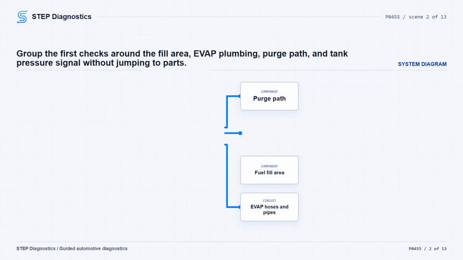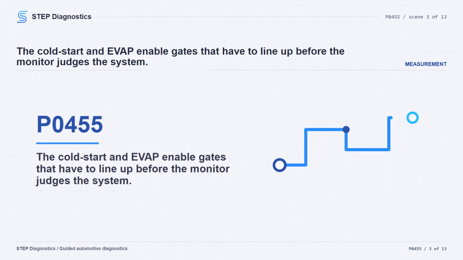Broadly, think about possible leakage at the fuel fill area, EVAP hoses and connections, the canister side of the system, the purge path, or the fuel tank pressure signal. Start with the basic system checks. Follow a structured diagnostic approach, and if other codes are present, check what they mean first before committing to the P0455 path. Before testing, understand the monitor logic.